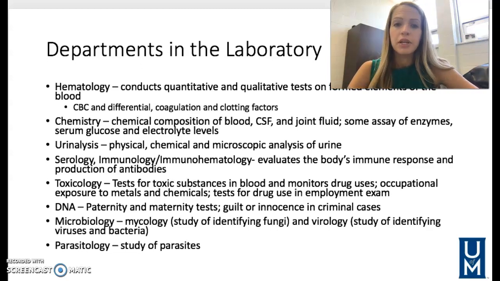There's the DNA department, paternity and maternity tests. It's kind of easy to think of, but also criminal cases if they're looking for DNA in different, let's say, like a murder case or something like that.